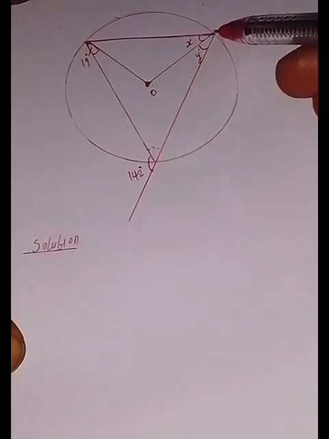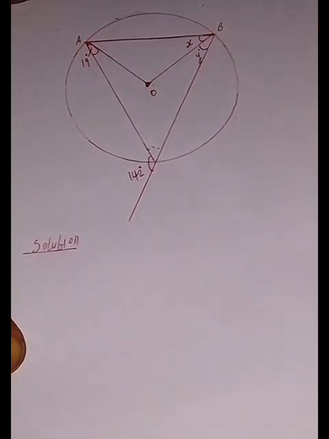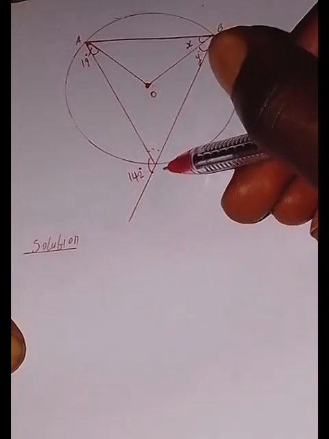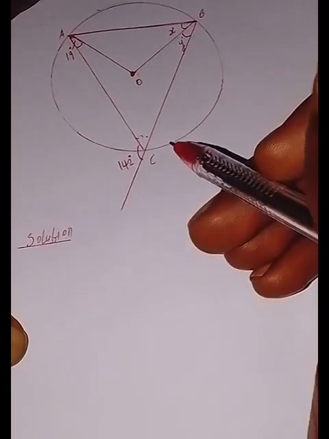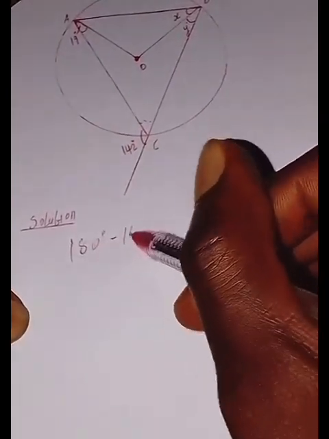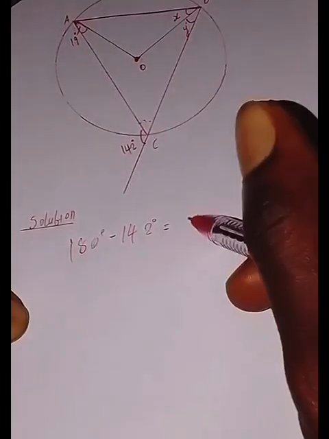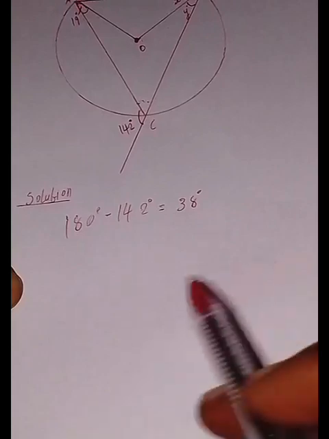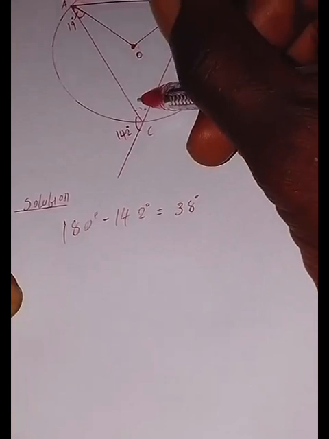Since from here to here is a straight line, we can give it any letter. Let's make this A, this B, and this O. To get the remaining part, let's make this place C. It is 180 minus 142, so let's do that now. 180 degrees minus 142 degrees gives us 38 degrees. So we have already gotten this side to be 38 degrees.